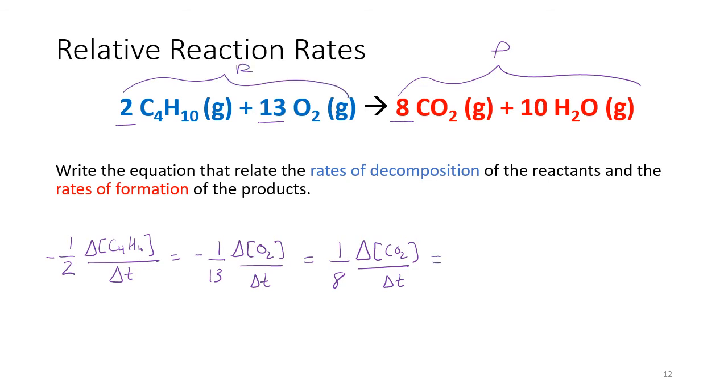So the last one is the water, and that would be positive 1/10 times the change in concentration of H2O divided by change in time. So that would be the full equation that would relate all reactants to products and all products back to reactants.